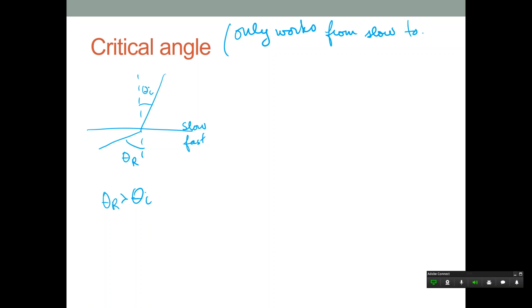All right, and so we can use Snell's law, which is n1 sine theta 1 equal to n2 sine theta 2. Like that.